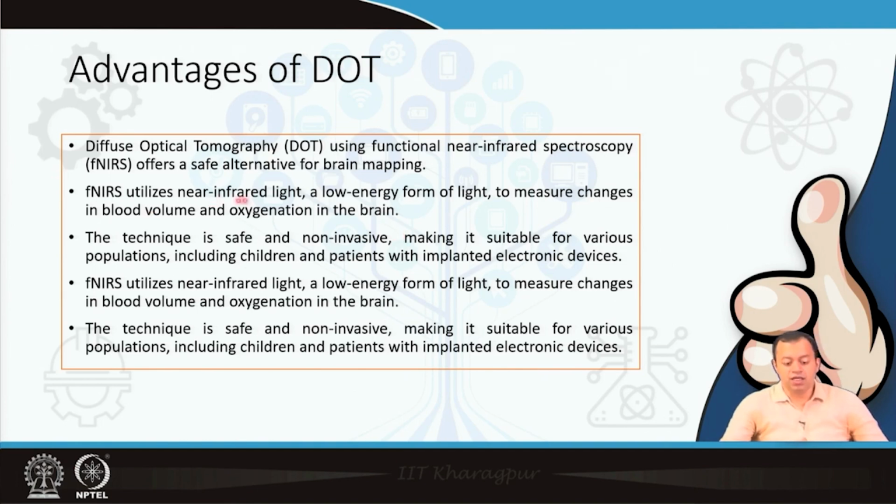fNIRS utilizes near infrared light, a low energy form of light, to measure changes in blood volume and oxygenation of the brain. You already know this. The technique is safe and non-invasive, making it suitable for various populations including children and patients with implanted electronic devices. I think she has repeated the same thing twice.